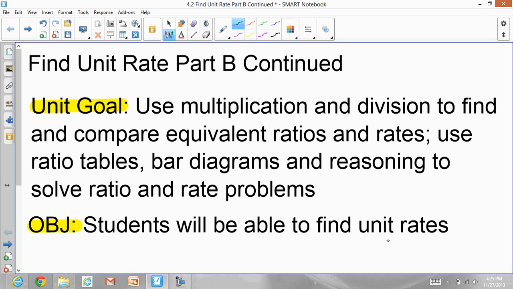Today you will be able to find the unit rates and also review the word ratio. So make sure that you're writing today's date and 4.2 find unit rate part B.